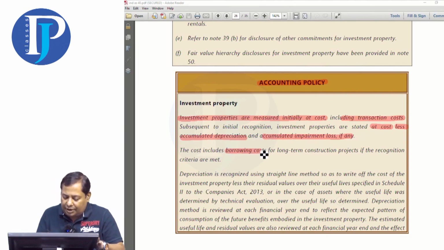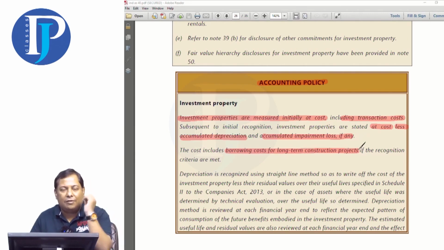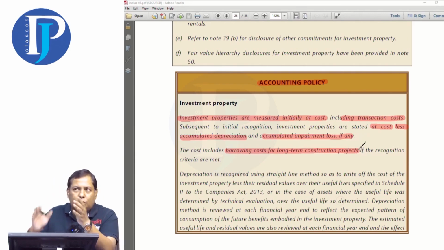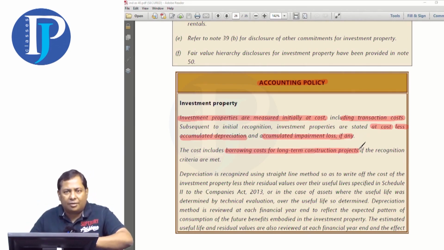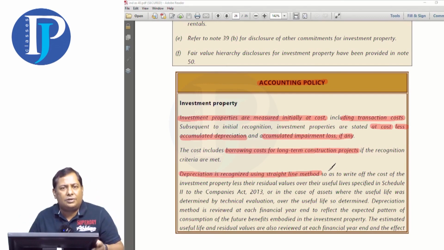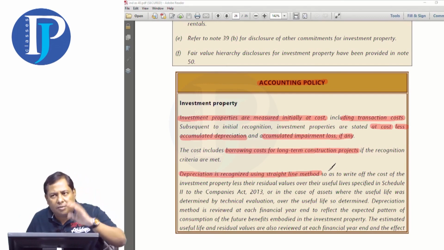We have also capitalized the borrowing cost. In construction project, I have made you write down a point in construction. The whole story that Ind AS has said, we have done it. We have applied depreciation as per SLM. The entire story is written in the accounting policy. We have done what is mentioned in 40. We haven't deviated even by 1%.